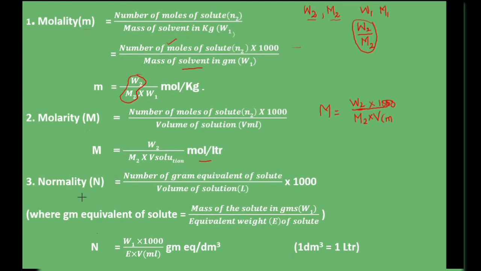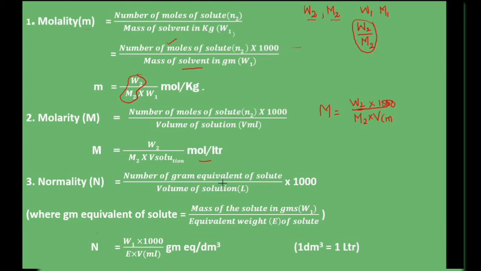Then what is normality? This is the next important concentration term. How to calculate normality? See, it is easy to calculate normality if you know the number of gram equivalent of the solute. What is normality? It is the number of gram equivalent of solute in 1 liter of the solution.